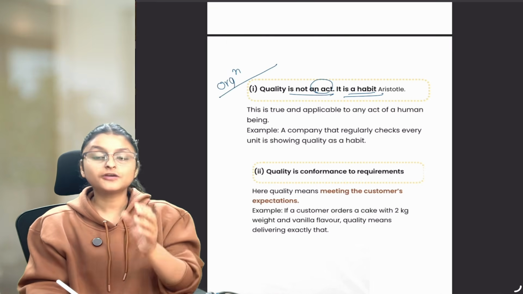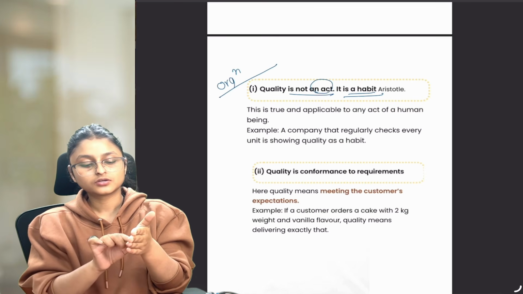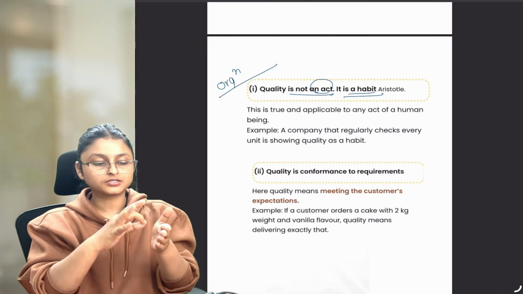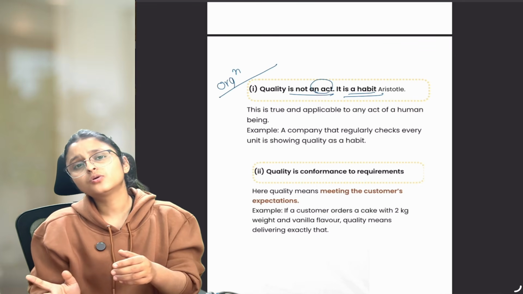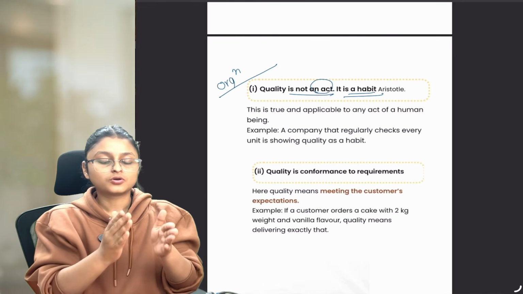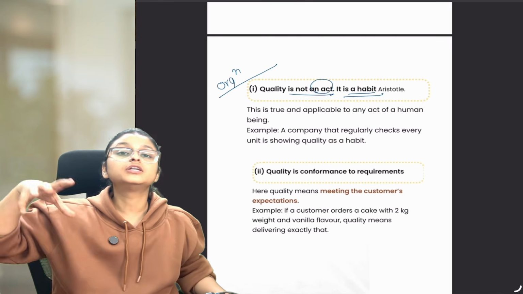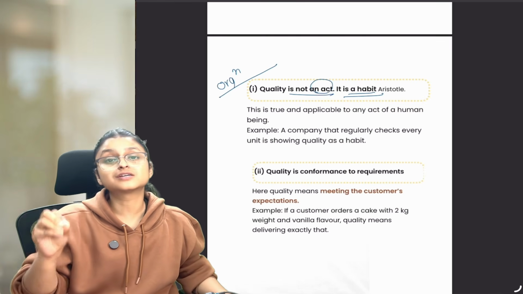Think about it. If an organization is focusing on quality only for one day, will they be able to provide a good quality product to the customer consistently? The answer is no. You need to follow the quality rules or regulations which you have made in the organization every day. Then only you will be able to provide good quality products to the customers consistently.